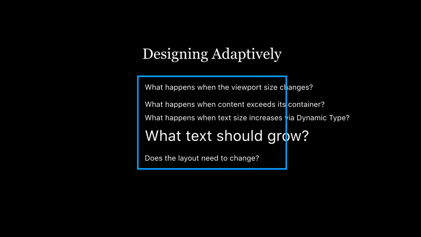What text should grow? It may not be true that all the text should grow, right? Sometimes we have supporting content and that's just really noise, something the client needed in there but isn't really important to the user. So, separate the signal from the noise and try to make the signal grow, but maybe leave the noise out of it. Does the layout need to change? Sometimes it makes sense to change the layout in response to text size changes.